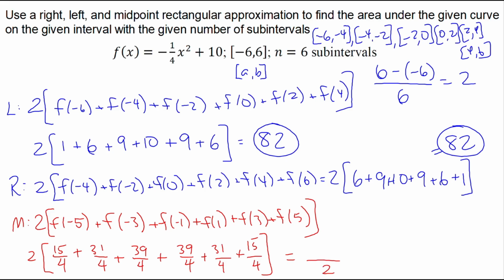So if I add all the numerators together, well, 31 and 39 is 70. And I have 2 of those, which makes 140. And then 2 15s will make 170. So I have 170 over 2, which is 85.